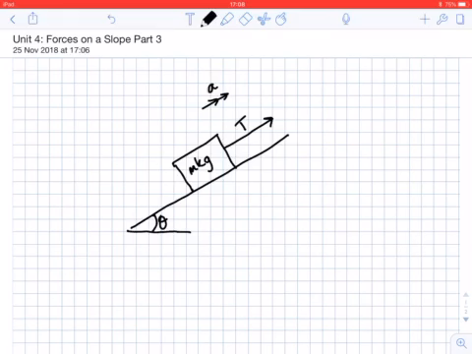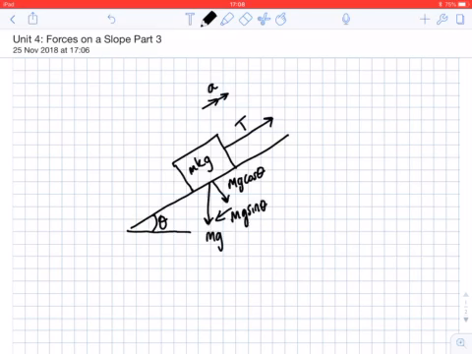What I want to do now is set up the situation in a generic form so you can see how it would work in real life. So if you recall, our mg acts vertically downwards, and our components that we need perpendicular and parallel to the slope are mg cos theta and mg sin theta.